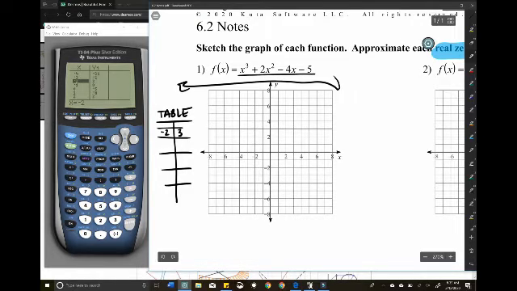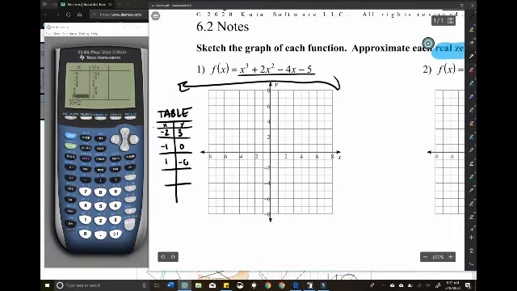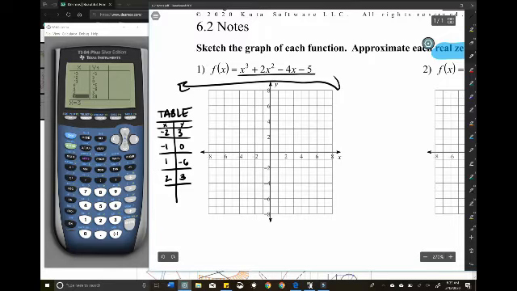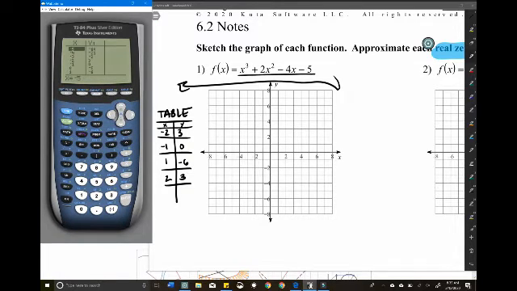So our table, these are the x's and these are the y's. -1, 0. It's very important to get these zeros. We do want those. 1, -6. And maybe some other points, 2, 3. And what else can fit possibly on our graph here? -3 and -2.